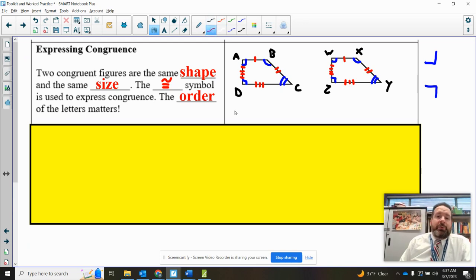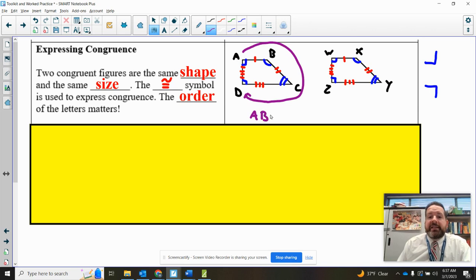When you're writing a congruency statement, you take your first shape and you just pick a place to start. I'm going to start with A. And then you go around the shape and just name the points you come to in order. So this shape is just A, and then to B, and then to C, and then to D. There you go. Then the congruent symbol.